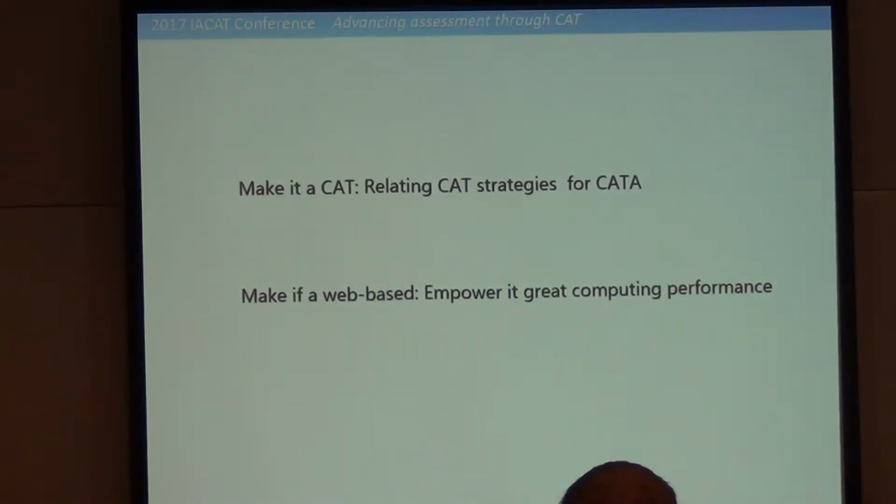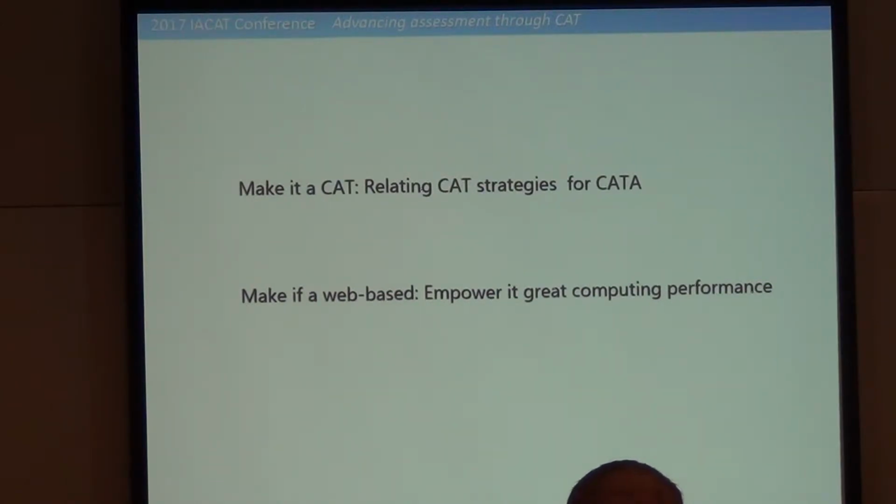So we have to solve two major problems to make this picture real. Firstly, we have to make it a CAT. So we followed some strategies for developing a CAT to develop this product. Secondly, we have to make it web-based with great computing performance. This is because there will be 10,000 candidates logging into the test at the same time. That means a computer or the cloud has to deal with 10,000 responses at the same time and load next items. This is a great computing mission.